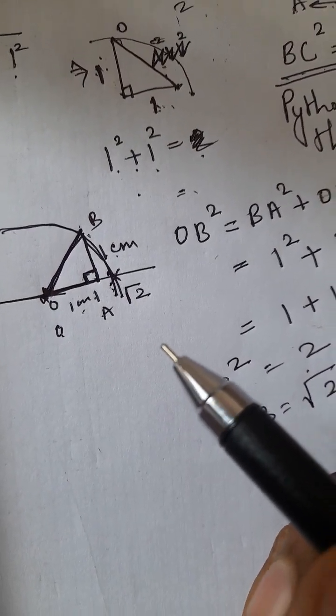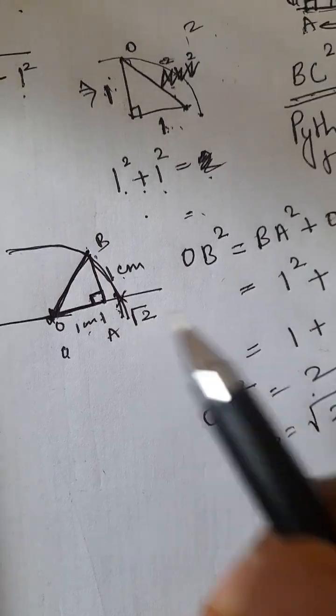Now, I hope that clears your understanding of representing square root of 2 on a number line. Now the point comes, how do I represent square root of 3? How do I represent square root of 3?